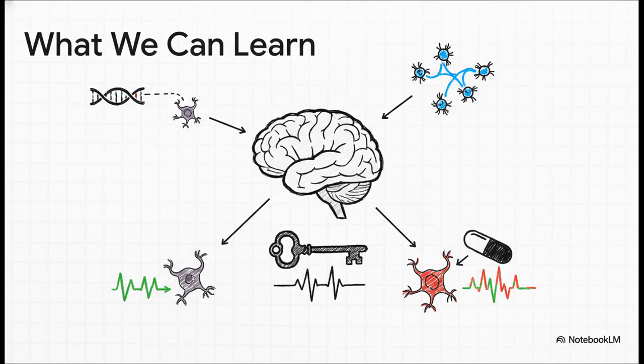We can connect a neuron's genetic makeup directly to its electrical behavior. We can map out brain circuits by stimulating one cell and seeing which of its neighbors responds. We can try to crack the neural code. How do patterns of spikes represent the things we see and hear? And, really importantly, we can look at diseases like epilepsy and see exactly how their electrical signaling goes haywire, and then test whether a new drug can fix it.